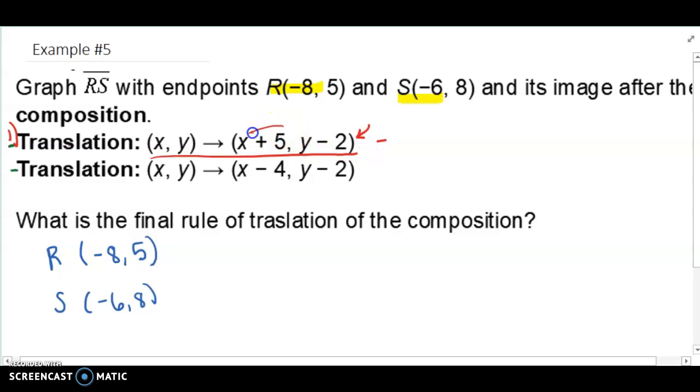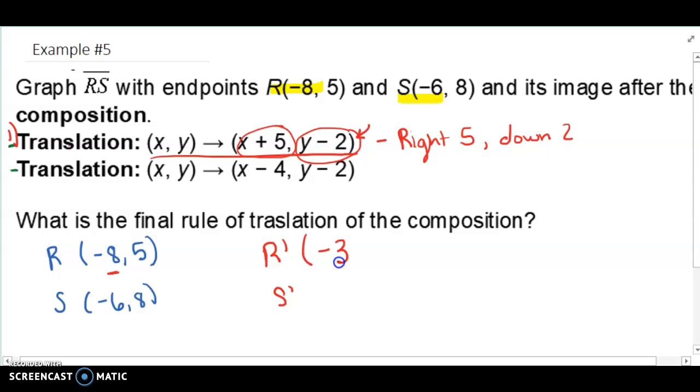This rule tells us that we're moving right 5 and we're moving down 2. Okay, so I'm going to make my R prime and my S prime. And if I'm moving right 5, my -8 is going to go to a -3. And if I'm moving down 2, my 5 is going to go to a +3. Then right 5 from -6 would be at -1. Down 2 from 8 is 6. So now I have my R prime and my S prime.